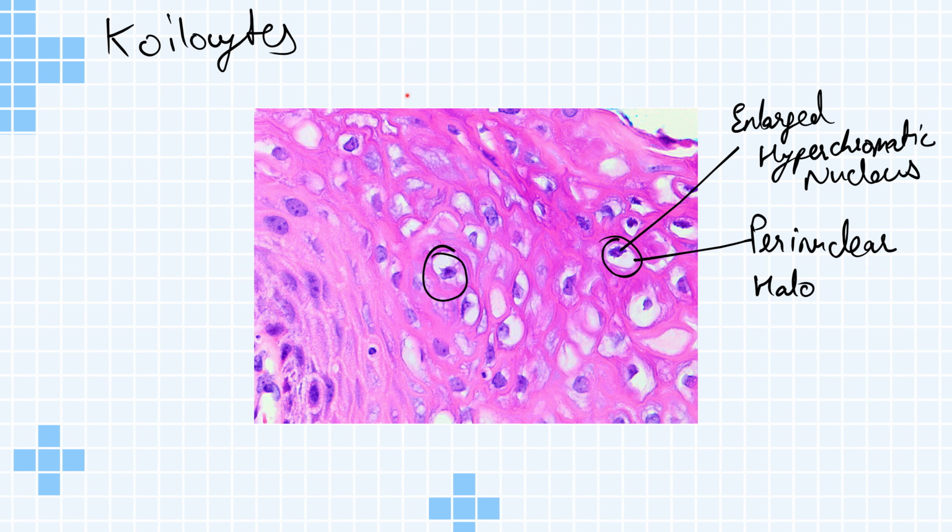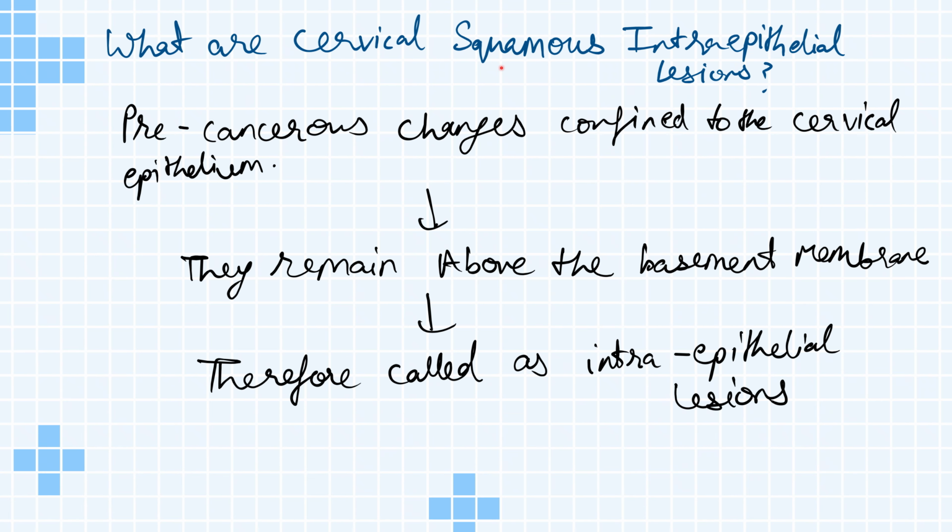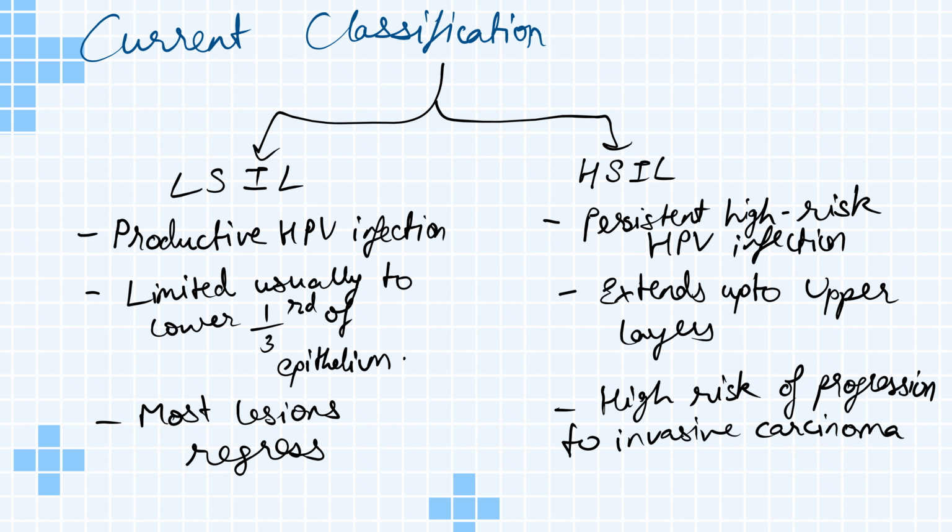Now let's discuss the precancerous lesions produced by HPV. Cervical squamous intraepithelial lesions are precancerous changes confined to the cervical epithelium. They remain above the basement membrane, therefore they are called intraepithelial lesions. They are classified into two major categories. The current classification includes LSIL and HSIL. The full forms are low-grade squamous intraepithelial lesion and high-grade squamous intraepithelial lesion.